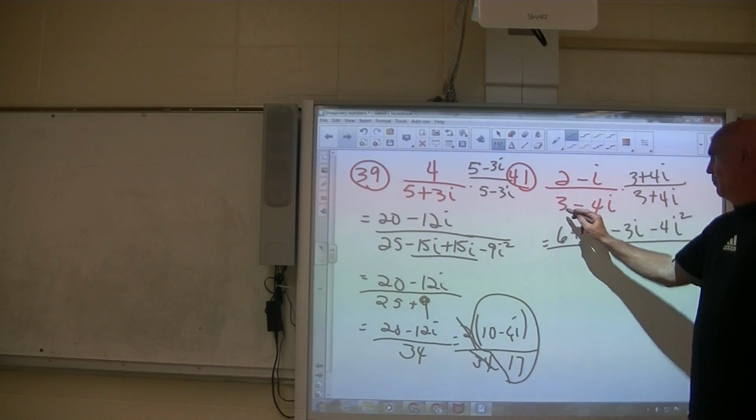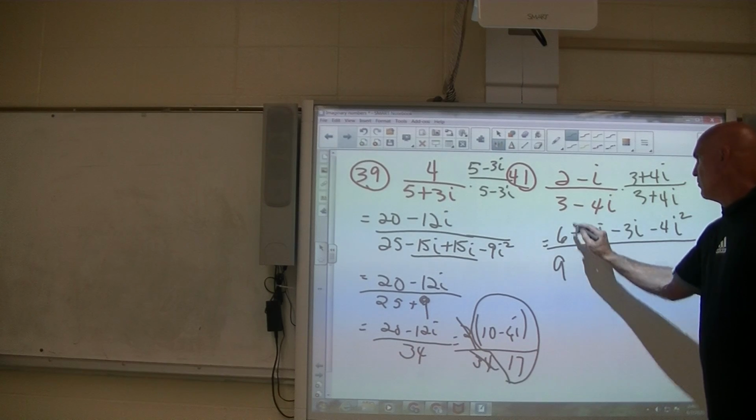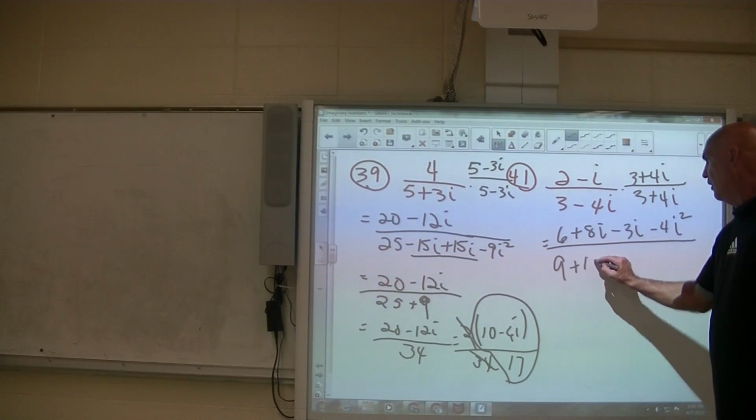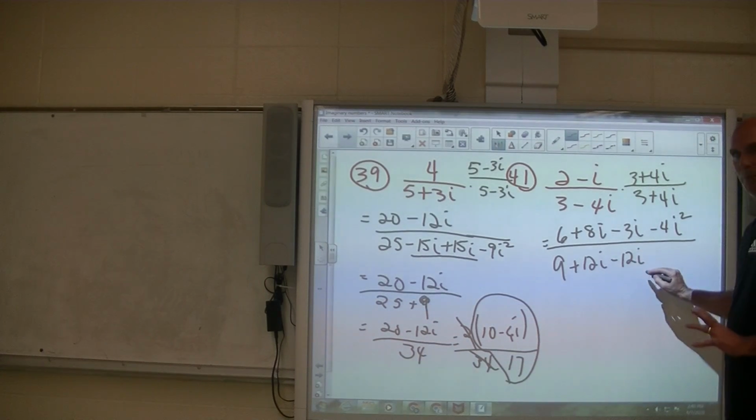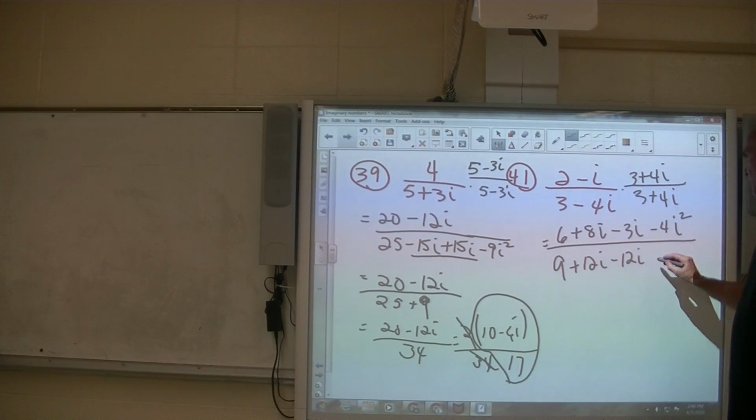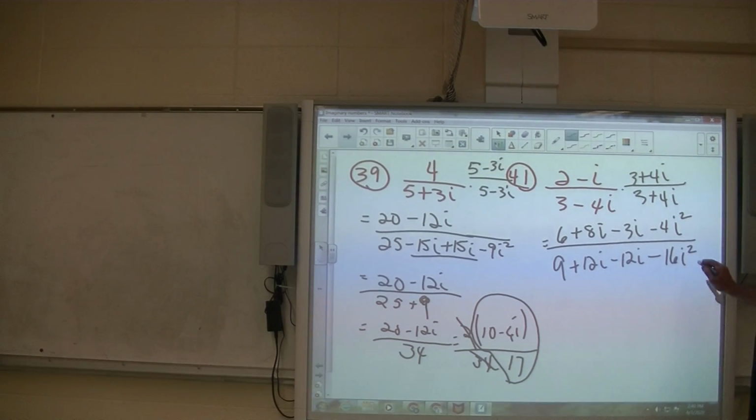So we'll simplify that in a minute. Here, 3 times 3 is 9. 3 times 4i is 12i. Negative 4i times 3 is negative 12i. See, that always happens like that, right? Negative 4i times positive 4i is negative 16i squared. And again, i squared is negative 1.